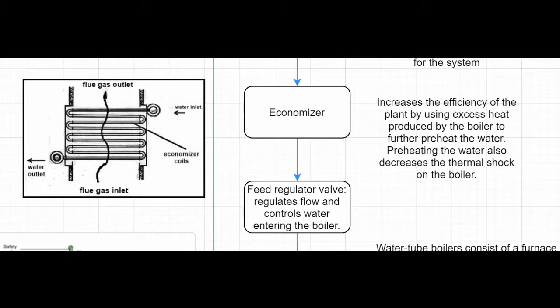The economizer increases the efficiency of the plant by using excess heat produced by the boiler to further preheat the water. Preheating the water also decreases the thermal shock on the boiler. After this, it passes into the feed regulator valve, which regulates the flow and controls the water entering the boiler.